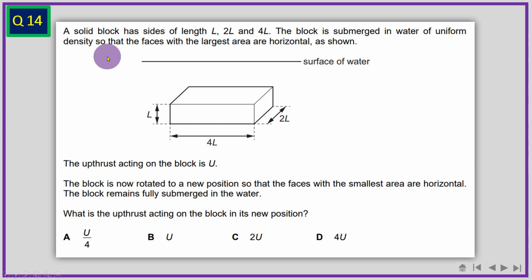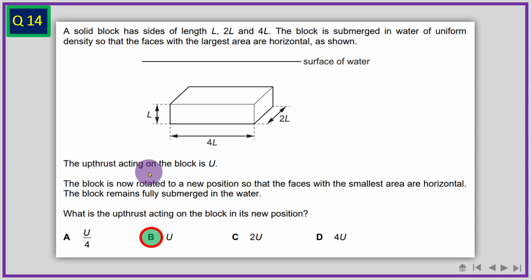Let's look at question 14. In question 14, this is what we are given. A solid block has sides of length L, 2L, and 4L. The block is submerged in water of uniform density so that the faces with the largest area are horizontal as shown. This is the surface of the water. So 2L, 4L, and L as shown.